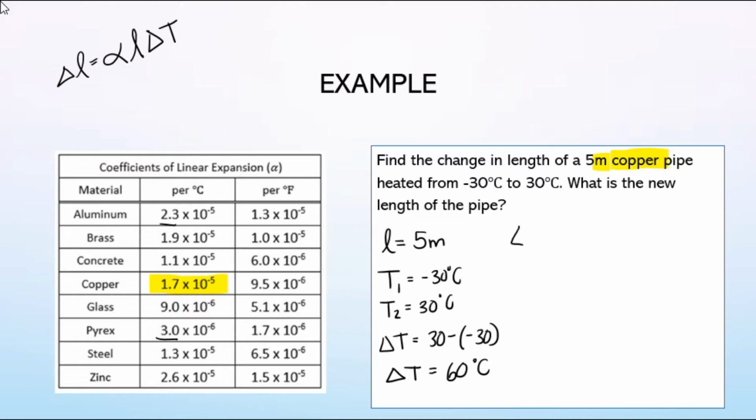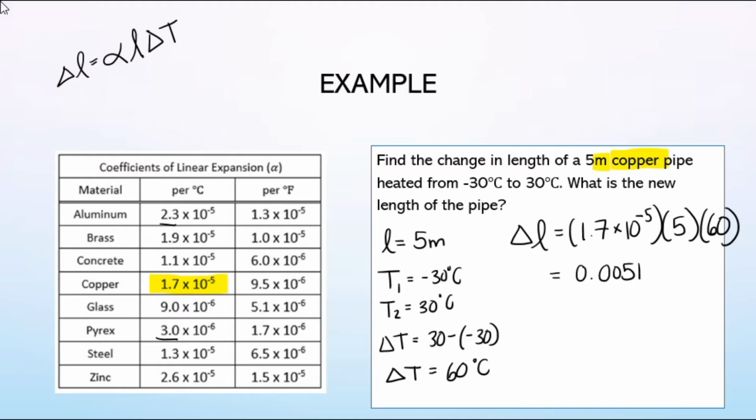So I'm going to take that formula, my change in length. I decided I was going to use 1.7 times 10 to the negative 5 for my coefficient of linear expansion. My original length was 5 meters, and my change in temperature is 60. When I multiply those all together, I get 0.0051, and the unit is the same as what we put in, which was meters. So that's my change in length.